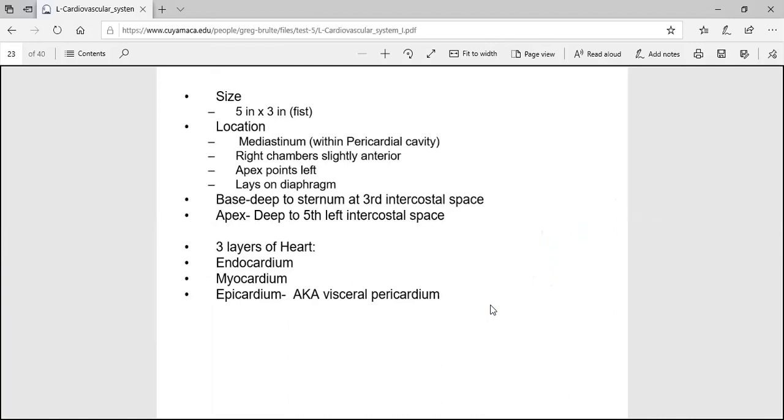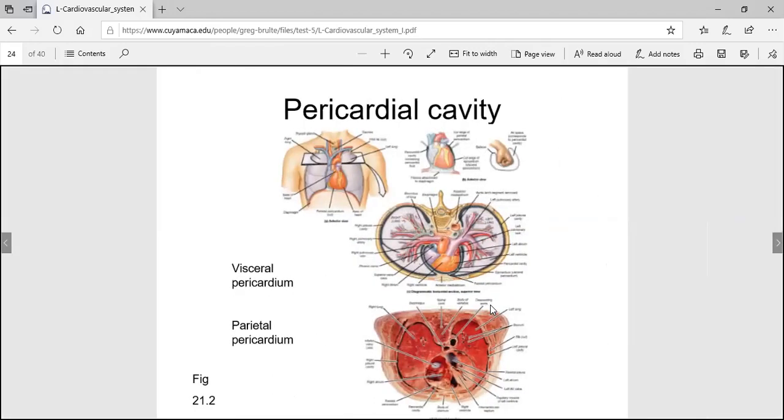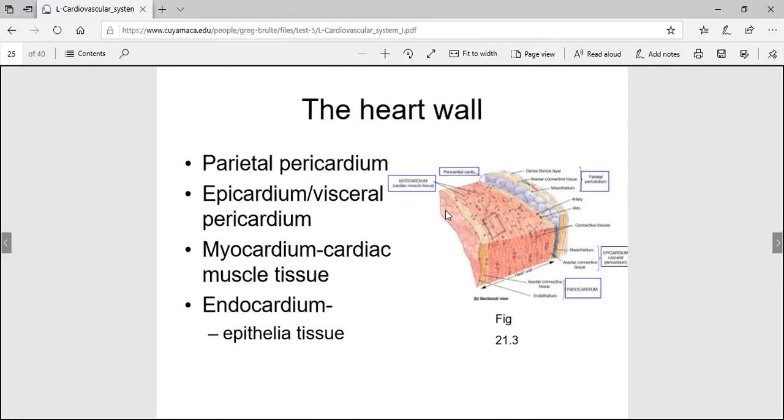So 3 layers of the heart. If you look at the inside, this is the inside of a ventricle. That's the endocardium. The muscle wall would be the myocardium, and then the shiny outside part of the heart would be the epicardium, or you might remember visceral pericardium from your first test.